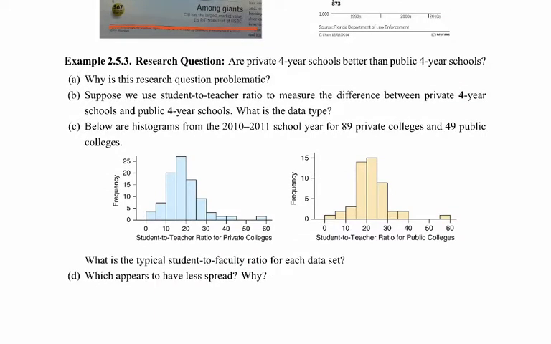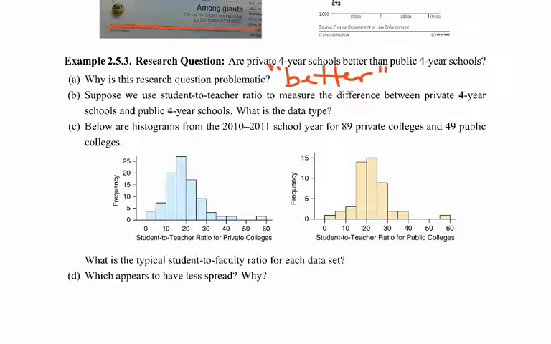Let's take a look at the next example. It says, are private four-year schools better than public four-year schools? So why is this research question problematic? Well, I think the obvious answer is that better is a subjective term, right? What do we mean by the term better and how are we measuring that? Better is not a very concrete term. It's a very opinionated term. So I would say the research question is not a good research question to begin with.